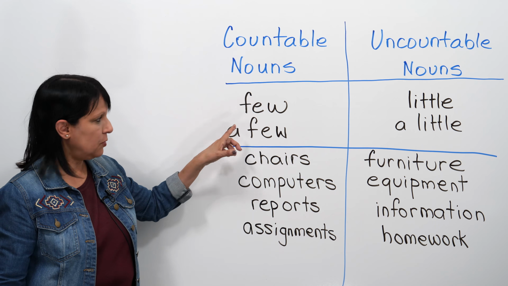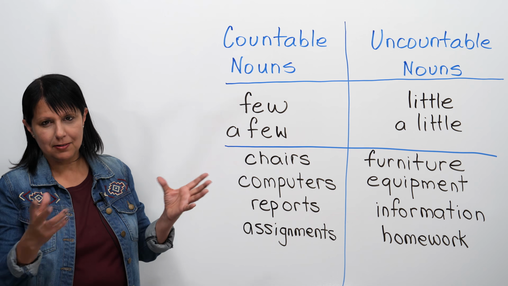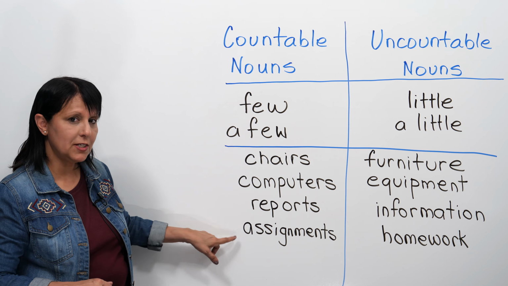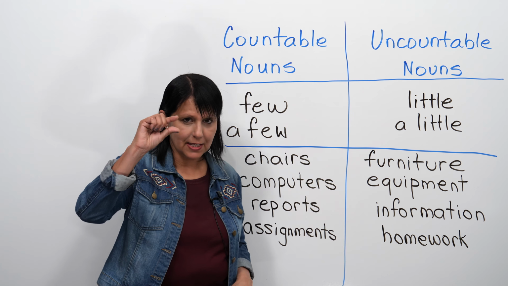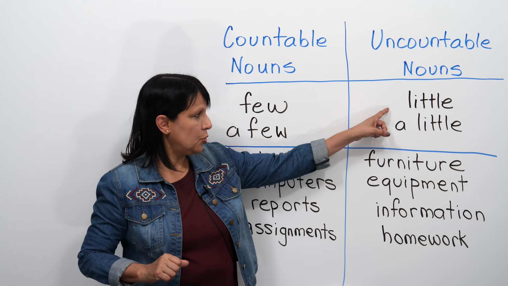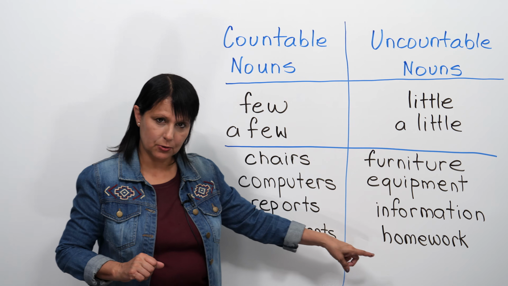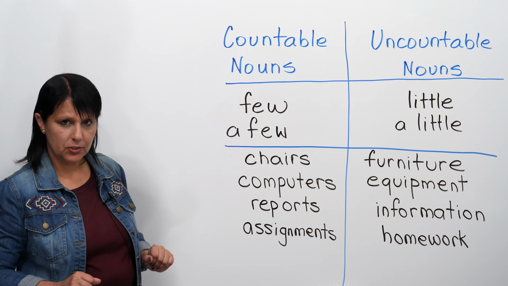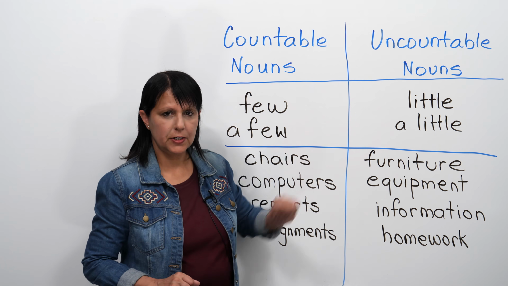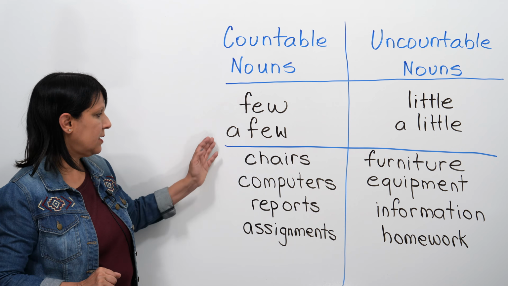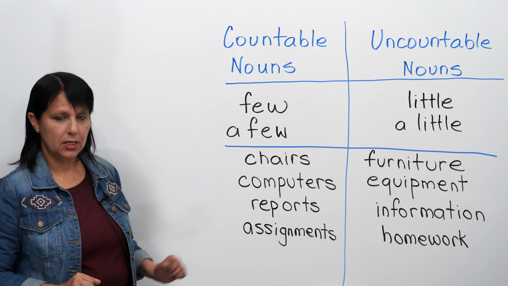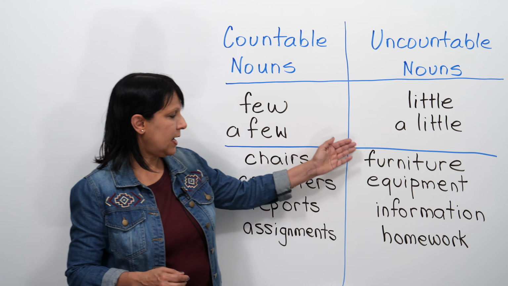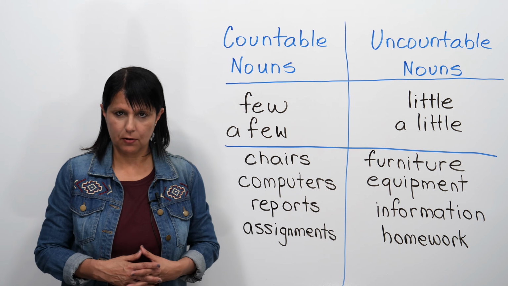So the word few, first of all, means a little bit. Okay? It means not too many. But it's used for things which we can count. And little is like this, right? A little. So those are used with the uncountable nouns. So we would say, for example, few chairs, but little furniture. We would say a few computers. I have a few computers in the office, and I have a little equipment in my office.